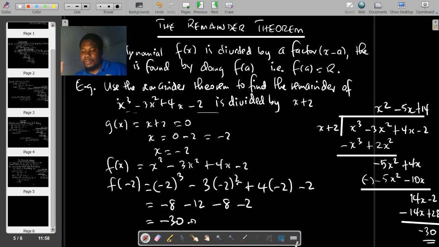So the remainder theorem simply tells you that if you want to know the remainder of your polynomial when you divide it by a particular divisor, you don't have to go through the trouble of long division. All you have to do is substitute the value of x that you get when you equate your divisor to 0.